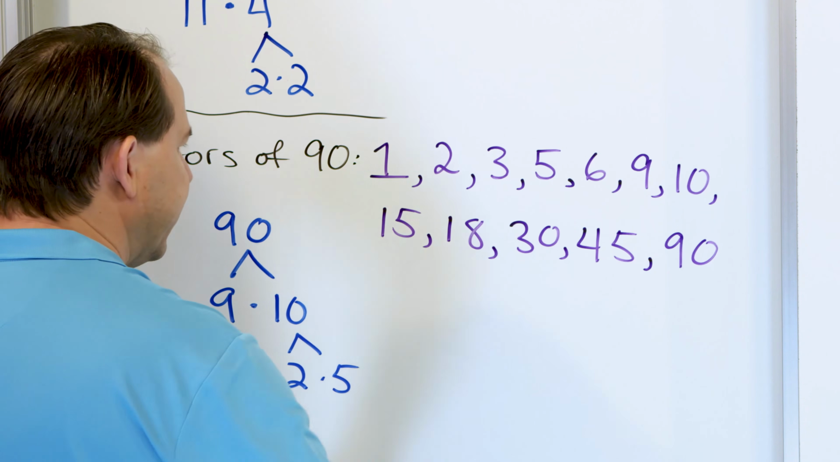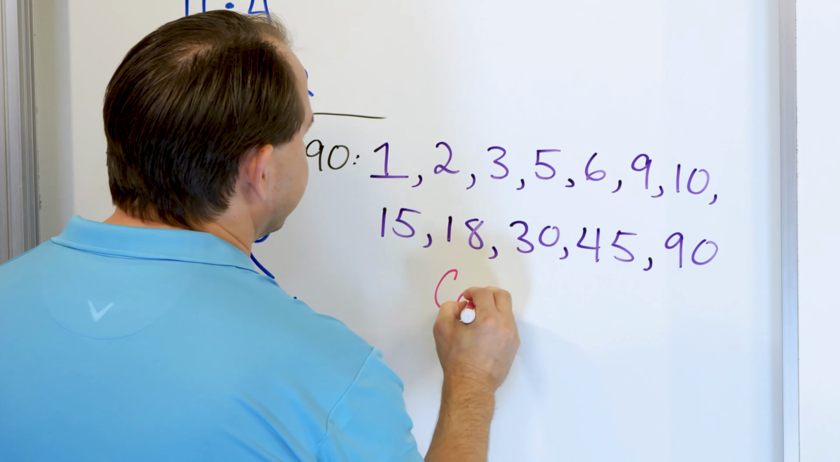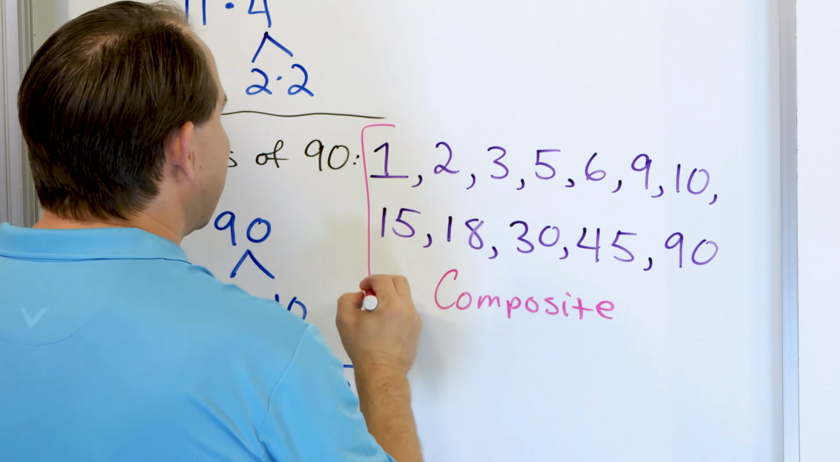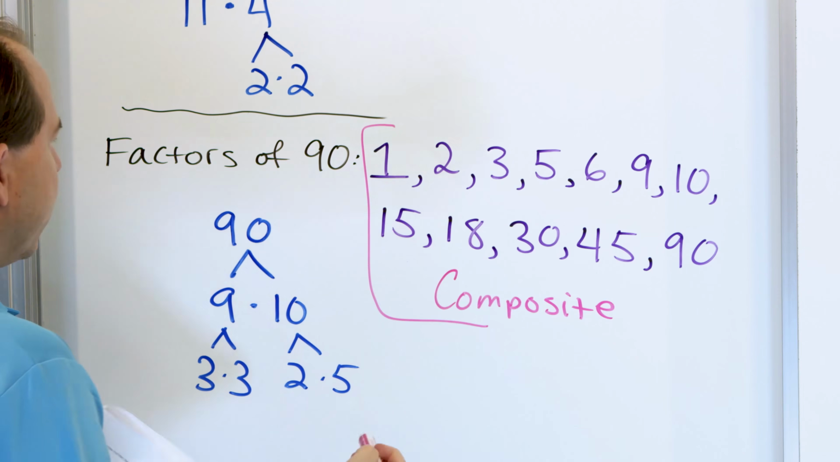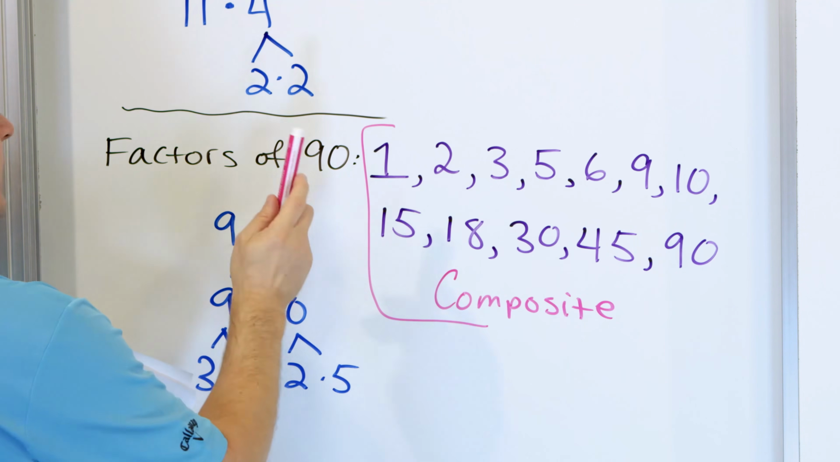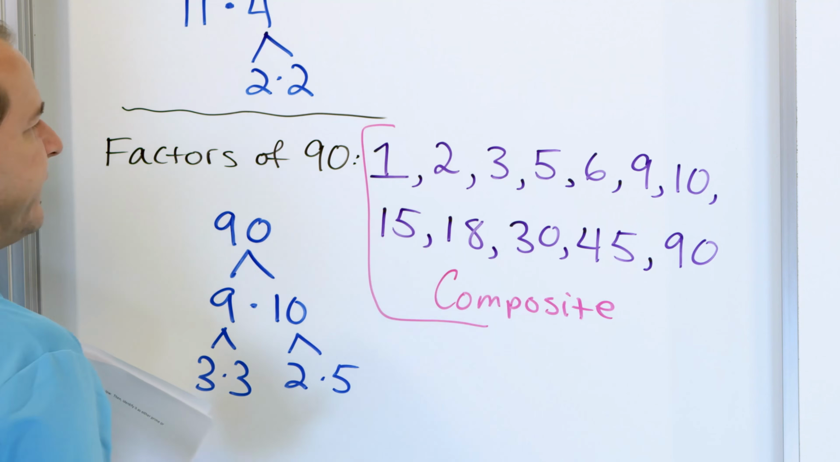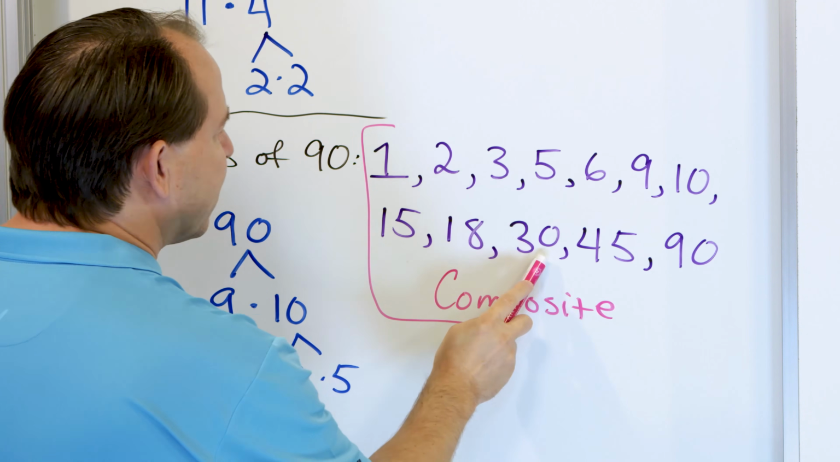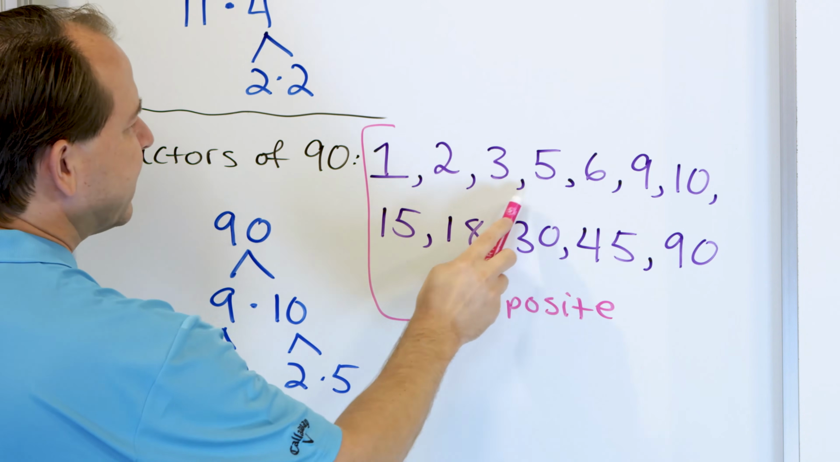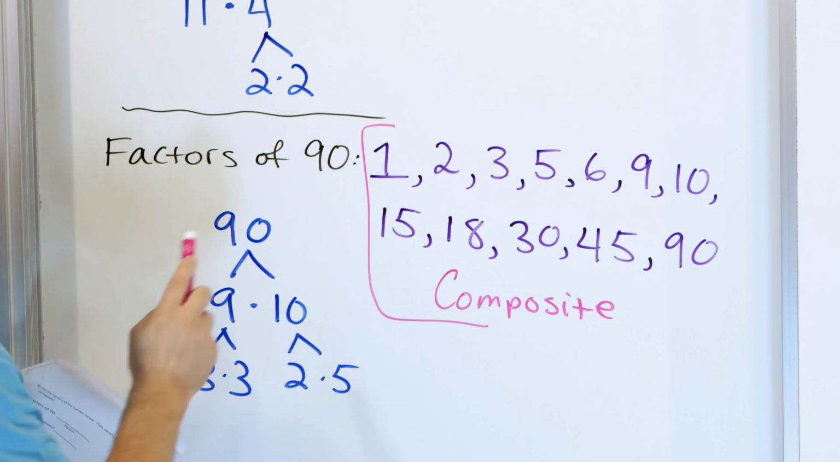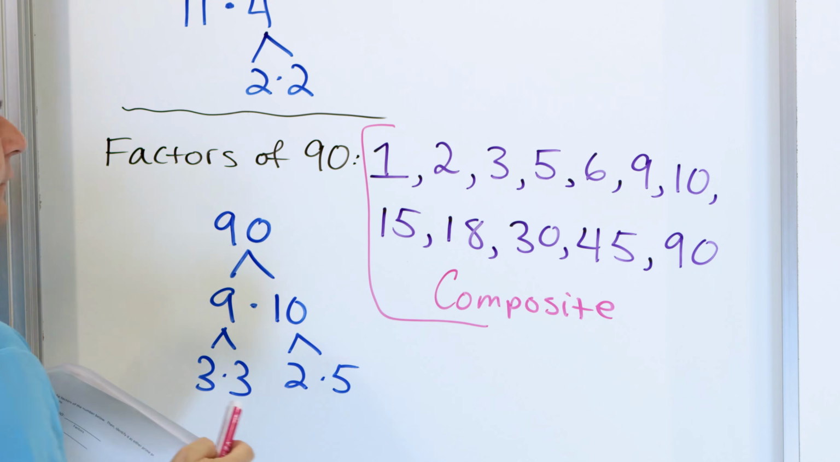And of course, this is what we call a composite number. Right? Lots and lots of factors. So again, 1 times 90 makes 90, so they're factors. 2 times 45 is 90, so they're factors. 3 times 30 is 90, so they're factors. 5 times 18, believe it or not, is 90, so they're factors. 6 times 15 makes 90, so those are factors.